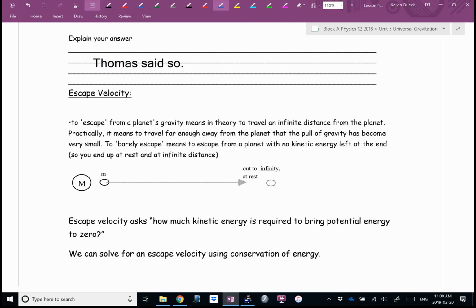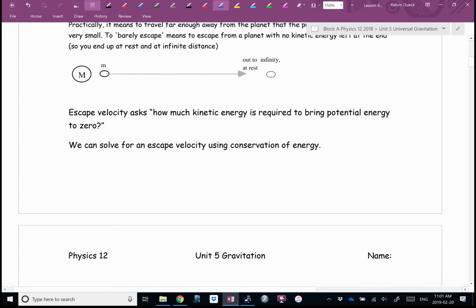To barely escape would be to do it so perfectly so that right when you reach the edge of the universe, James, that's when you come to a stop. That would be doing it perfectly with no wasted energy. You follow that? So to barely escape means to escape from a planet with no kinetic energy left at the end. So you end up at rest and at an infinite distance. Escape velocity asks, how much kinetic energy is required to bring potential energy to zero? Because out of infinity, that's how much energy I have. And we can find it using conservation of energy.